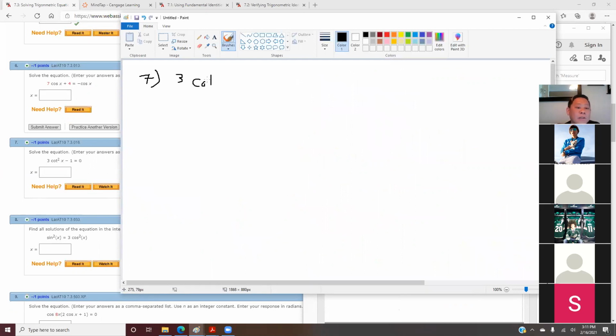3 cotangent squared x minus 1 equals 0. So this is the same thing as 3x squared minus 1 equals 0. Do you know how to solve this one? How do you solve for x for this one? Anyone? What do you do? Do the same thing. Anyone know how to solve this one?